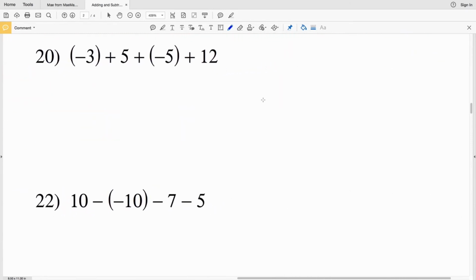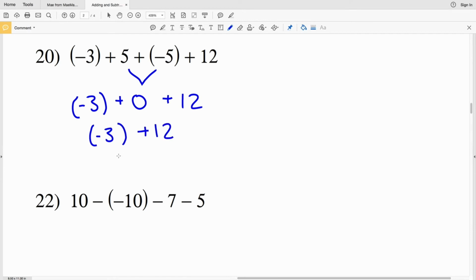Number 20. Negative 3 plus 5 plus negative 5 plus 12. Here I'm actually going to combine 5 and negative 5 together, because I know that 5 plus negative 5 is going to leave me with 0. So I'll have a negative 3 plus a 0 plus 12. And zeros are pretty easy to work with. Since this is 0, we just really have negative 3 plus 12, which we can say is 12 plus negative 3, just switching those terms since addition is commutative. And we're going to get 12 plus a negative 3, which is 12 minus 3, which gives us a positive 9.